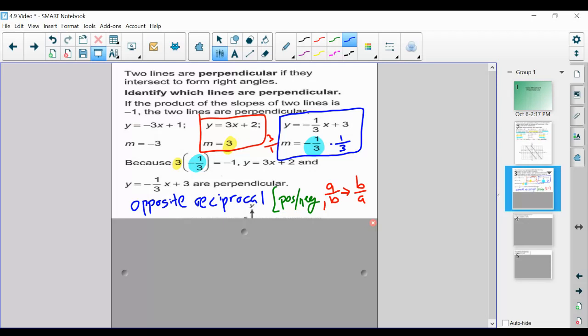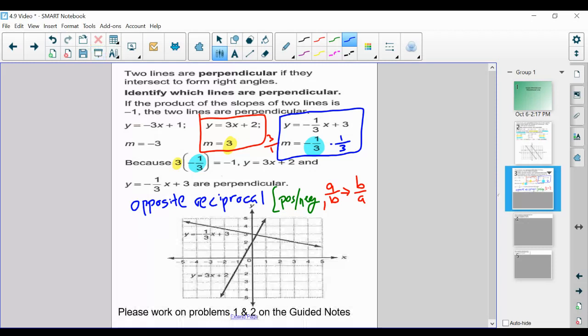And the reciprocal, meaning we have the flipped fraction. In the red box, we have a slope of 3 over 1. In the blue box, we have a slope of 1 over 3. So we flipped that fraction. So we can also determine it by finding the opposite reciprocal. Great. Awesome. With this in mind, please work on problems 1 and 2 on the guide notes and resume when you're ready to move on.